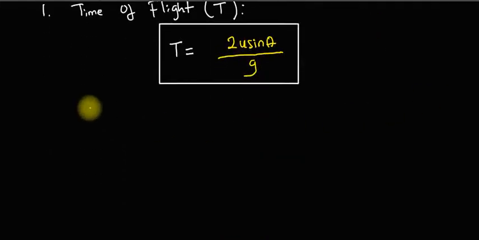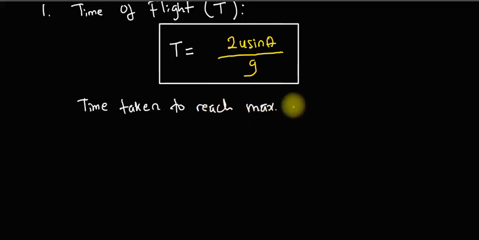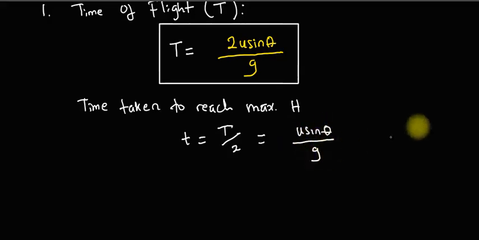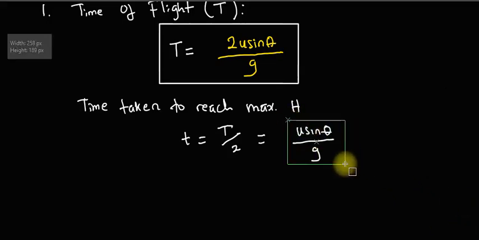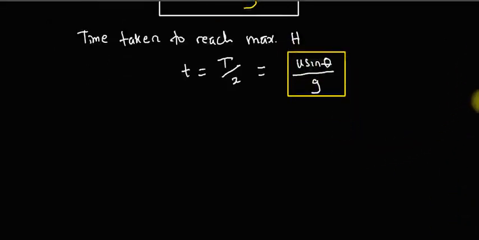Hence, time taken to reach maximum height is going to be given by the formula t is equal to 2u sine theta over g, all over 2, which is, if you divide this, the 2 cancels out, and we're left with what? u sine theta over g. Please take note of this. There is a big difference between time of flight and time to reach maximum height.